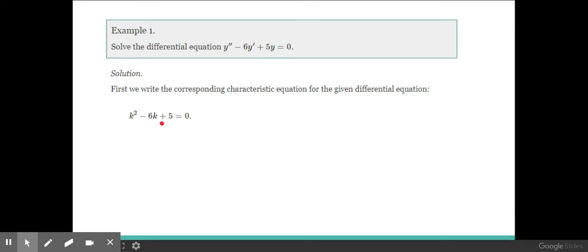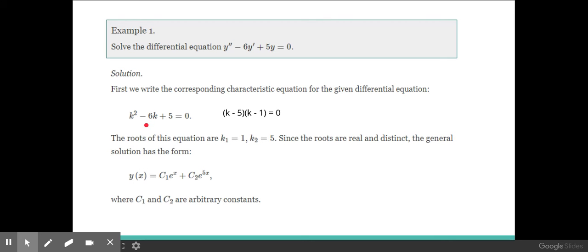You can do it by factoring or quadratic formula. Either one works. I'm going to lean towards factoring. It's a little bit faster for me. And there I get that my two solutions are 1 and 5.